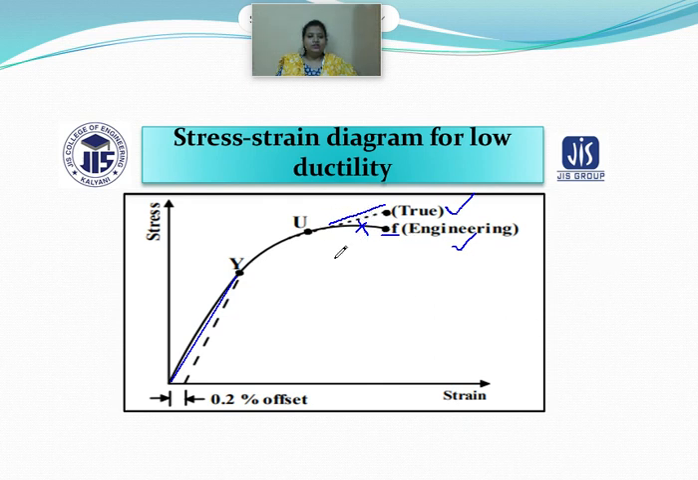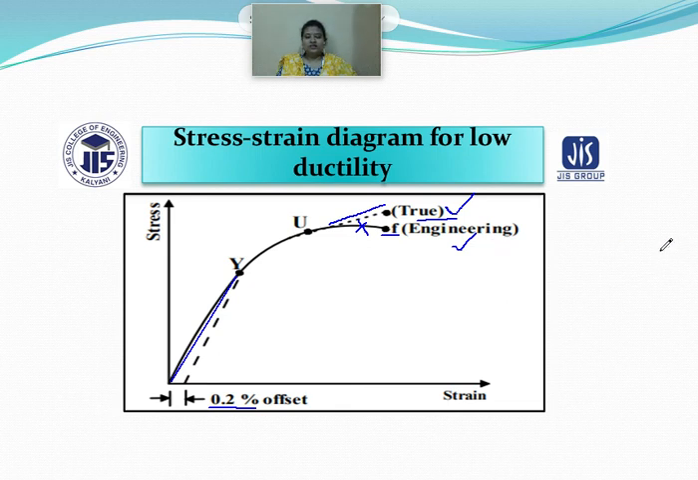So this is your breaking point. F is your breaking point, and before breaking, what happens? Neck formation is occurring here. So this is a stress strain diagram where you can see that a 0.2% offset has been done, and this is the true stress strain diagram and this is the engineering stress strain diagram.